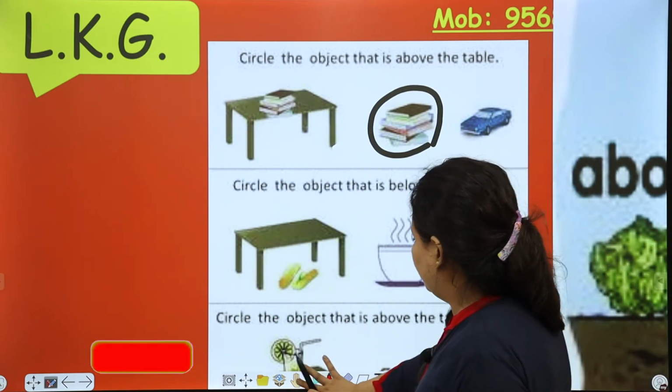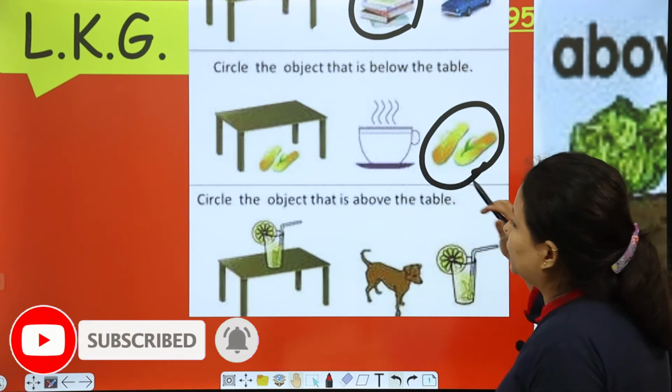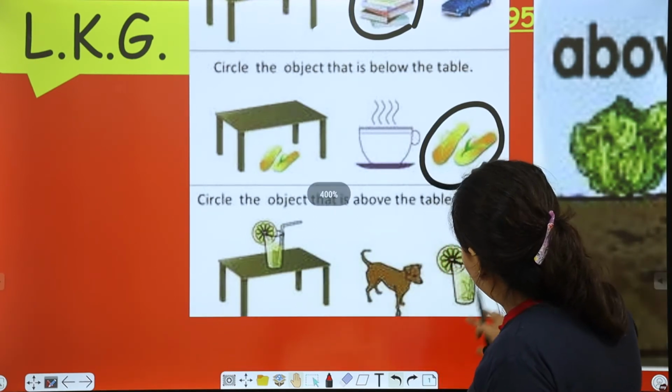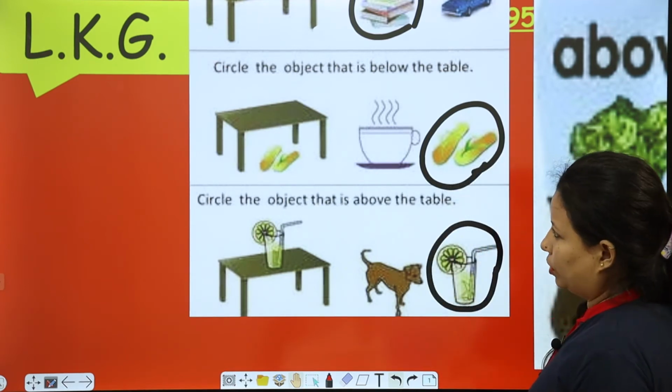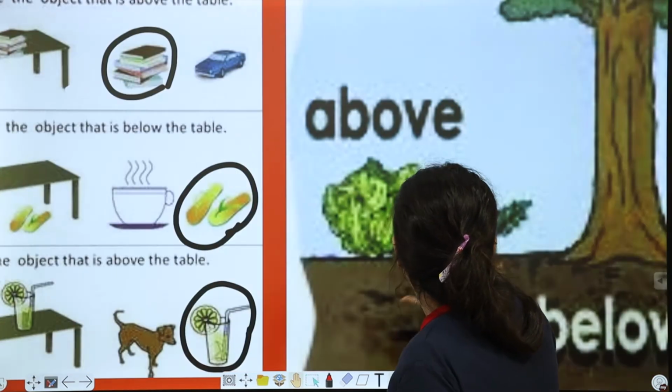Okay, now next one is: circle the object that is above the table. Now juice, a glass of juice. So now we have to make a circle on the glass of juice, like this.